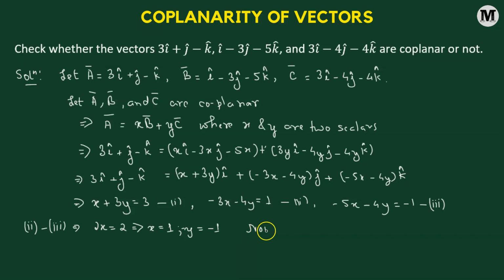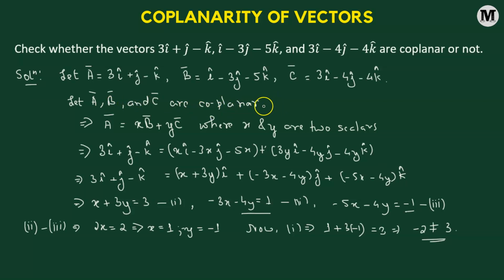Now equation 1 is going to give us the x value, that's 1, added to 3 times negative 1, and on the right hand side we have 3. However, 1 minus 3 gives us negative 2. So negative 2 does not equal 3. So that means the solution x equals 1 and y equals negative 1, obtained by solving 2 and 3, is not satisfying the first equation. So this means that a, b and c are not coplanar.